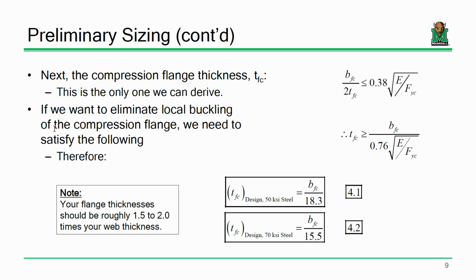Just so you're aware, your flange thickness should be bigger than your web thickness. Usually your flange thickness is somewhere between 1.5 and 2 times your web thickness. That's not always the case, especially if you've got flange transitions or a really funky girder with different cross sections, but that's just a rule of thumb.